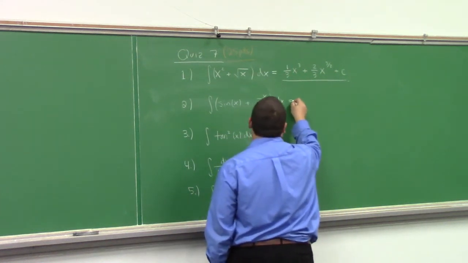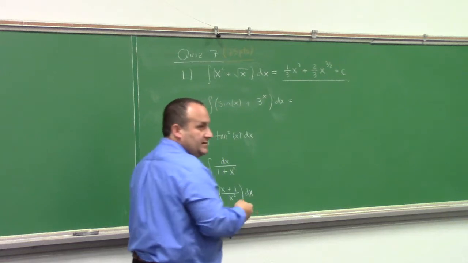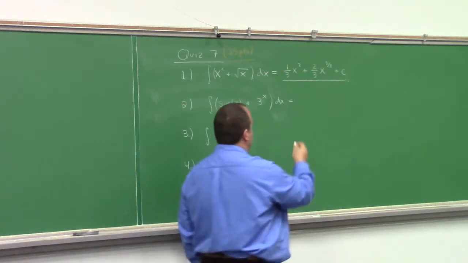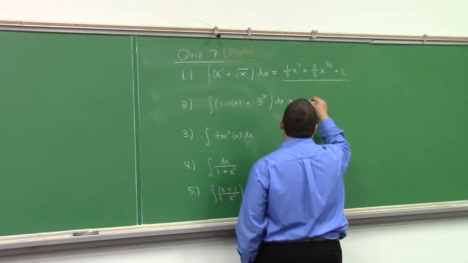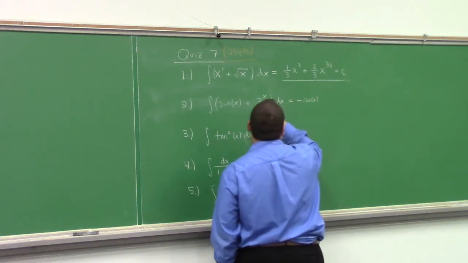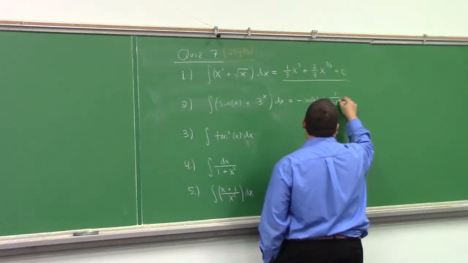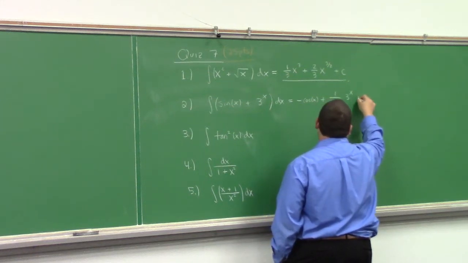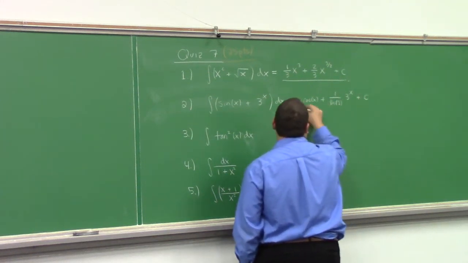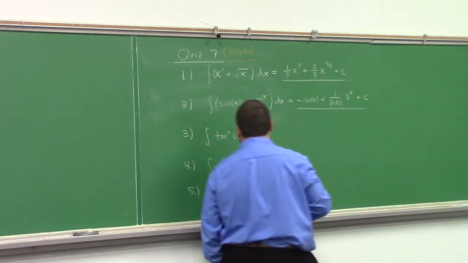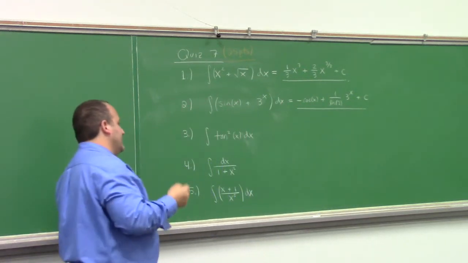This one, the integral of sine is minus cosine. The integral of 3 to the x is 1 over log 3 times 3 to the x plus a constant. That's that one. Tangent squared, that one's a little bit sneakier.